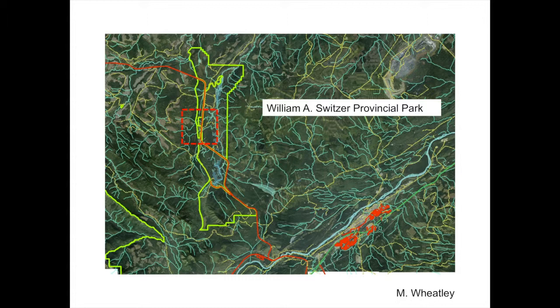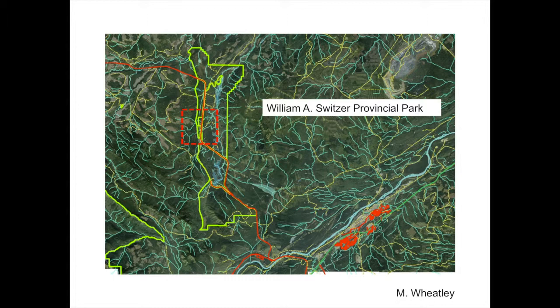This is a slide showing William A. Switzer Park, which is just north of Hinton, the red dot there at the bottom. Town of Hinton, this is Highway 40 up into Grand Cache, and the green area outlines the boundary of the park. The park itself essentially includes the slopes around a series of wetlands and lakes in a valley bottom.